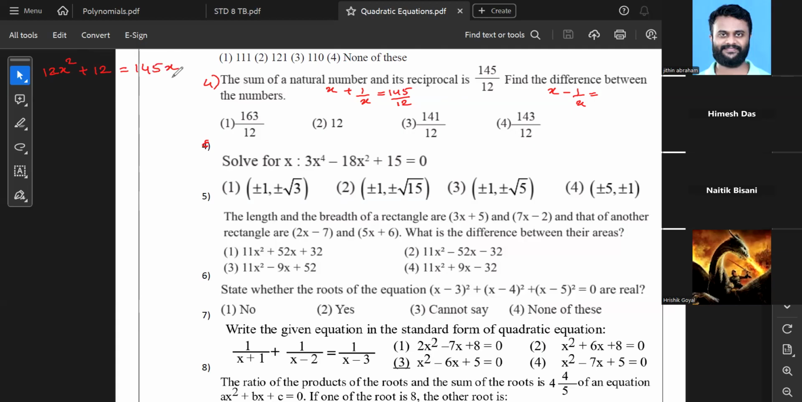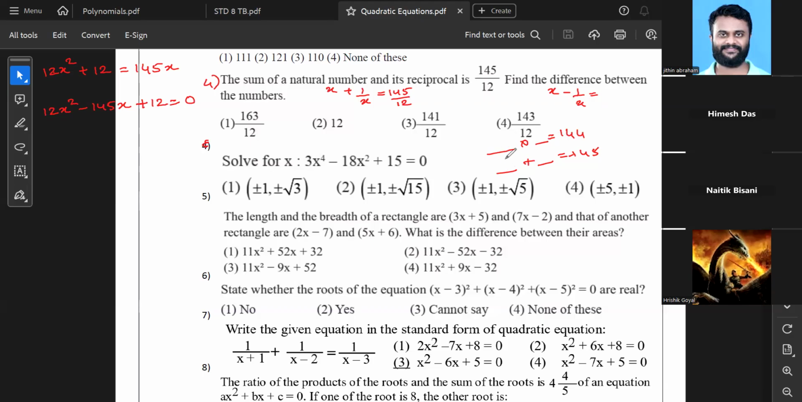And ultimately, I'll be getting 12x square minus 145x, sorry, plus 12 is equal to 0. Now, the product should be equal to 12 into 12, 144, and the sum should be equal to minus 145. Now, since the product is a positive number, which means you have to add them.